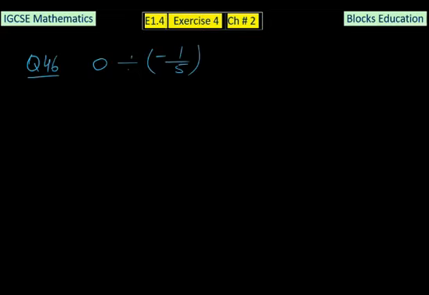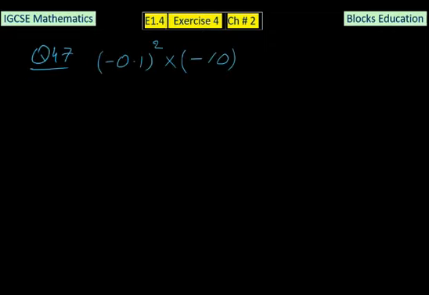In 46, it is a bit of an interesting question. It says 0 divided by minus 1 over 5. Probably you know this already. Whenever you divide 0 by any other number, whether it is 1, 2, minus, a million, a trillion, 100,000, whatever number, the answer will always be 0, no matter if it is plus or minus. The answer will always be 0.